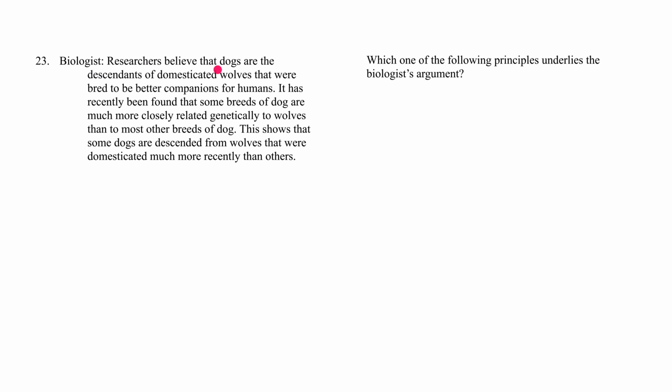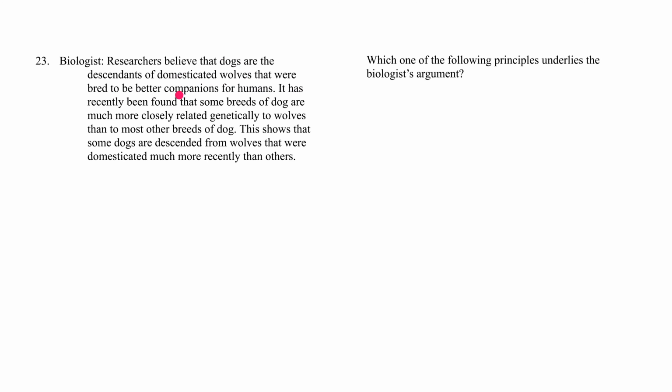Biologists as researchers believe. So again, similar to a lot of other questions, you have an author reporting to us what other people believe. Other people, researchers, believe that dogs are descendants of domesticated wolves that were bred to be better companions for humans. Fine, that's where dogs came from. You look at a dog, who's your great-great-great-great-great-great-granddaddy? Domesticated wolf, right? Where did the domesticated wolf come from? Well, it was bred to be better companions for humans.